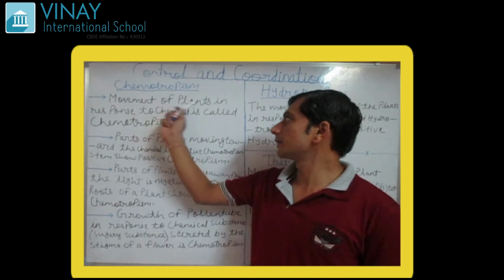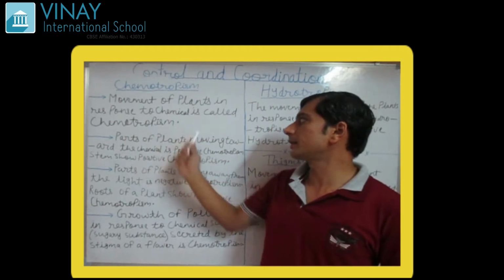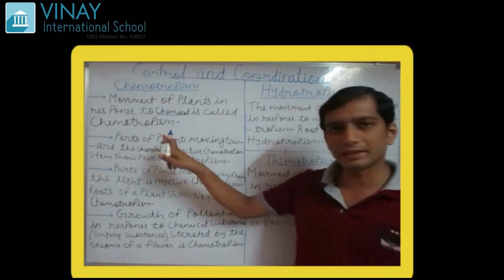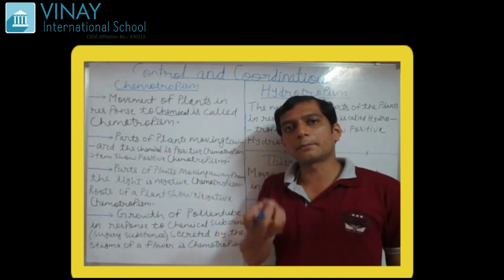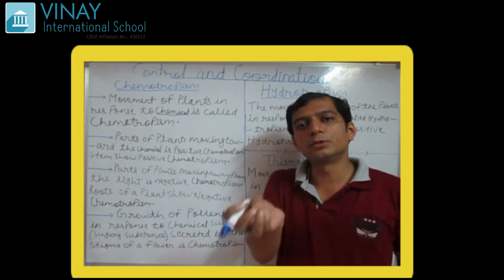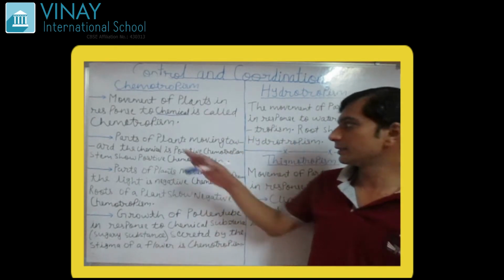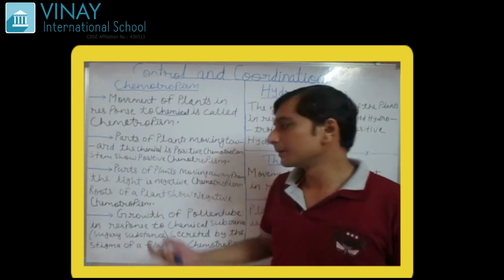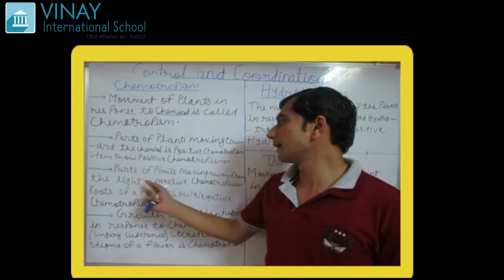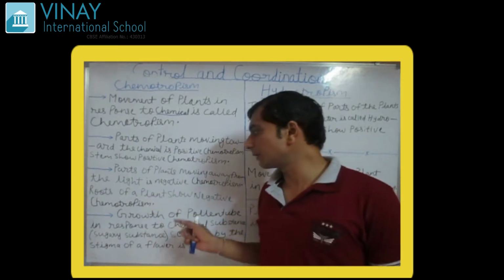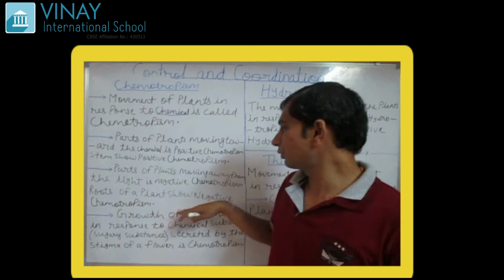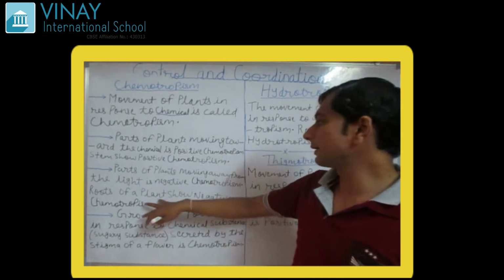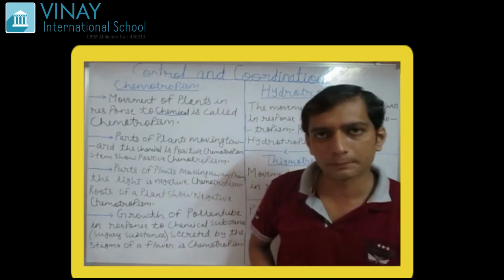So moving ahead, chemotropism. Movement of a plant in response to a chemical. When a part of the plant moves due to a chemical, it is known as chemotropism. The parts of the plant which move towards the chemical show positive chemotropism, and the parts which move away from the chemical show negative chemotropism. Like the stem shows positive chemotropism and the root of a plant shows negative chemotropism.